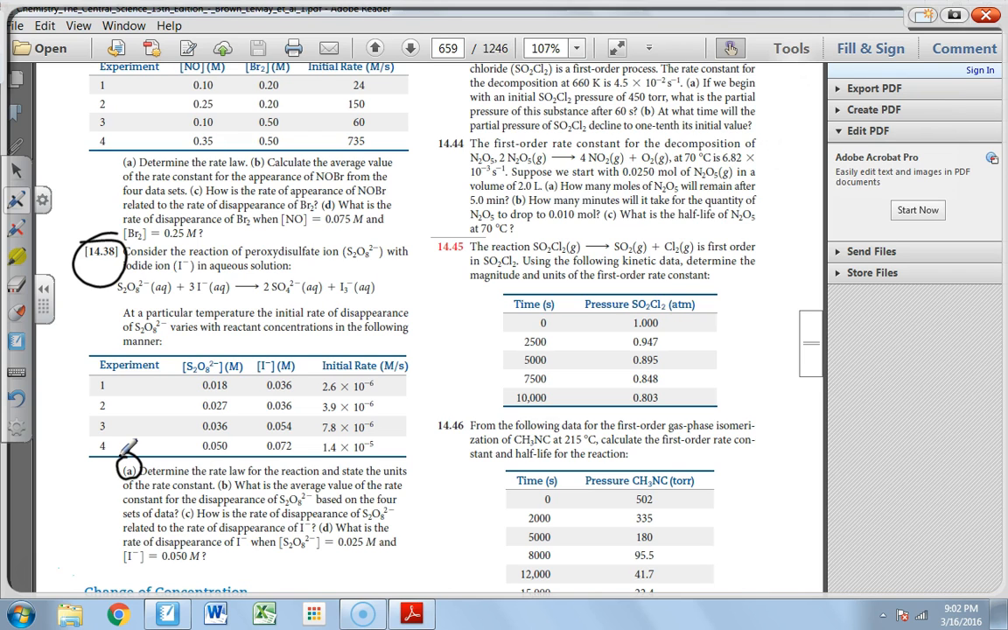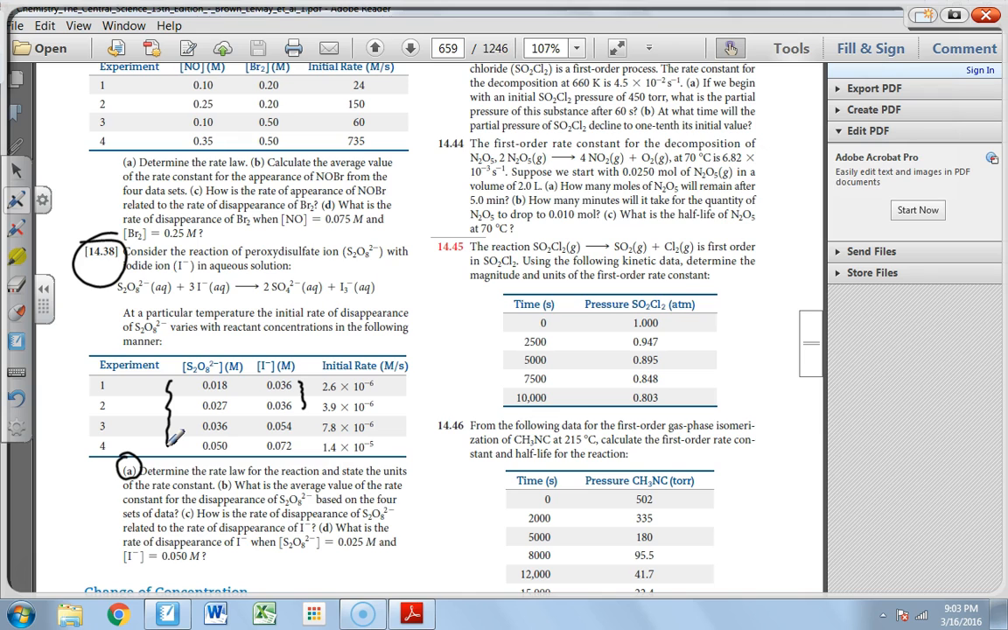Now, this is different than some of the other ones that we've seen because if we look, we do have a concentration where iodine is held constant, but for the peroxydisulfate ion, there are no experiments where its concentration is held constant. This shouldn't be a problem, but I wanted to go through one of these for you just so you can see how it works.